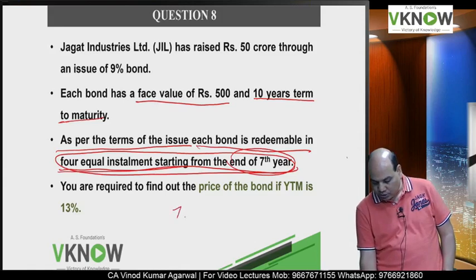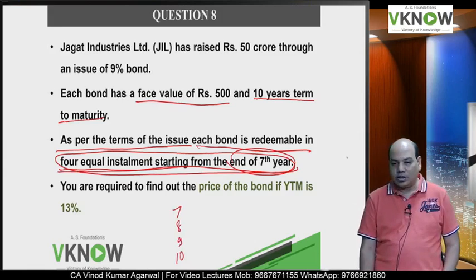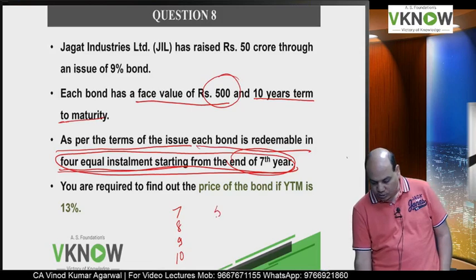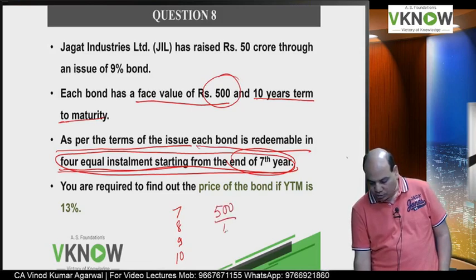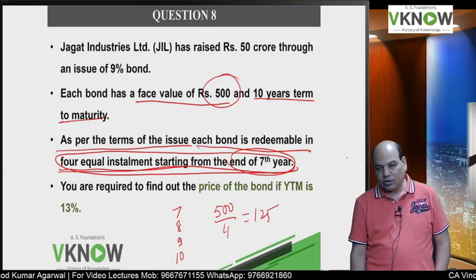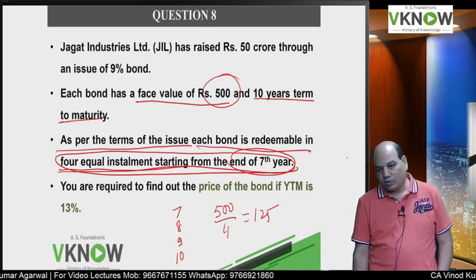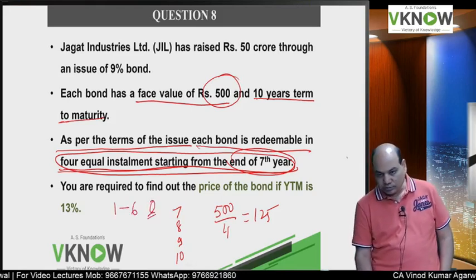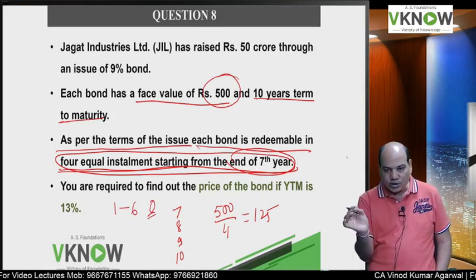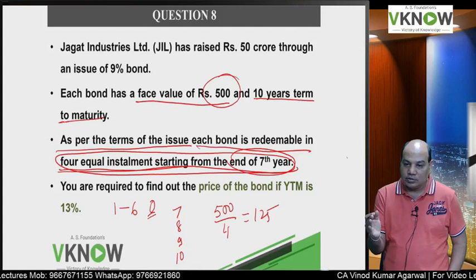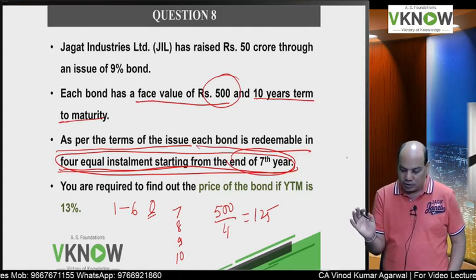So you are going to pay this 500 rupees in the 7th, 8th, 9th and 10th year in 4 installments. Each installment will be 125. From year 1 to year 6 there is no redemption. The redemption will start from the 7th year, and in 7, 8, 9, 10, each year is 125.